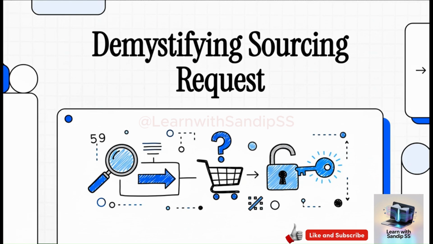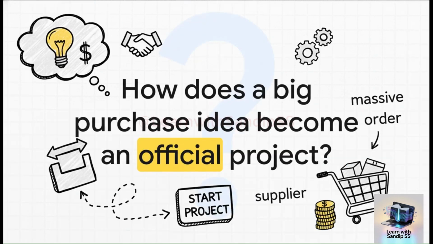Making a major purchase isn't as simple as just clicking buy. There's a whole formal process, and today we're going to break down the very first step in SAP Ariba, something called a sourcing request. Think about it. Every large organization makes these huge purchases, but how does that initial light bulb moment, that idea for a new supplier or a massive order, turn into an official, trackable project? Where does that journey actually kick off?